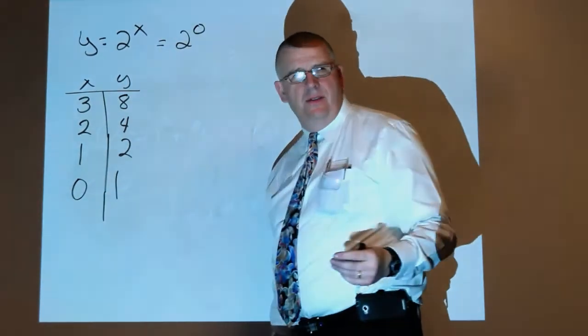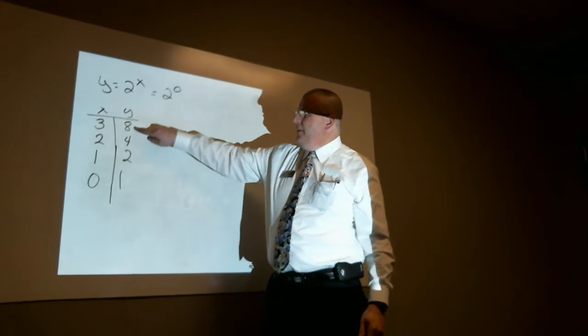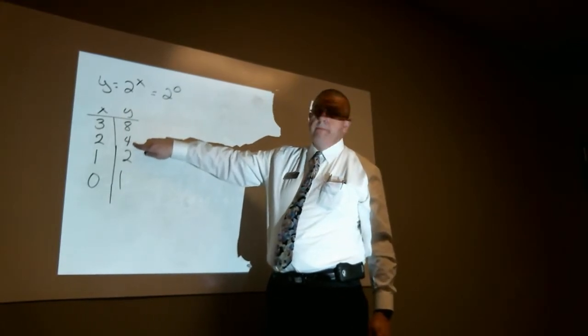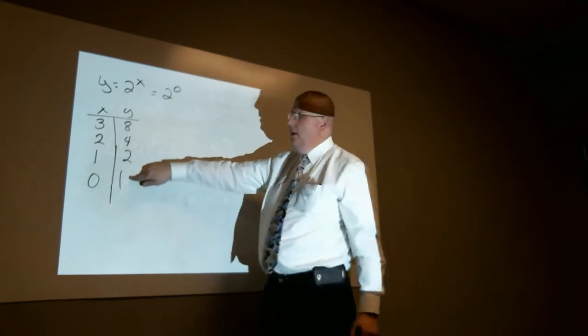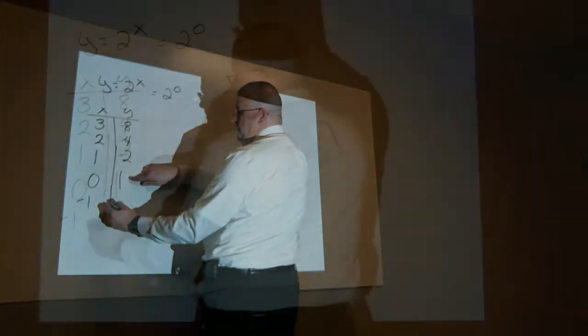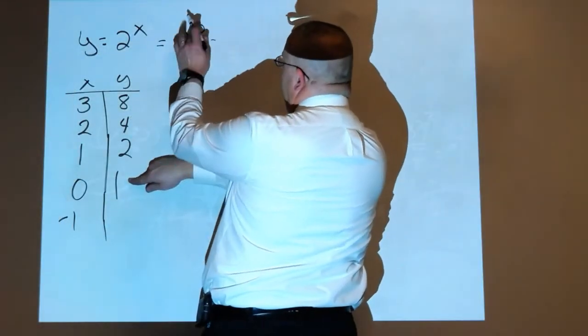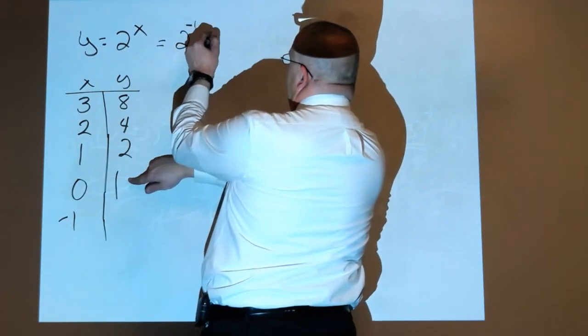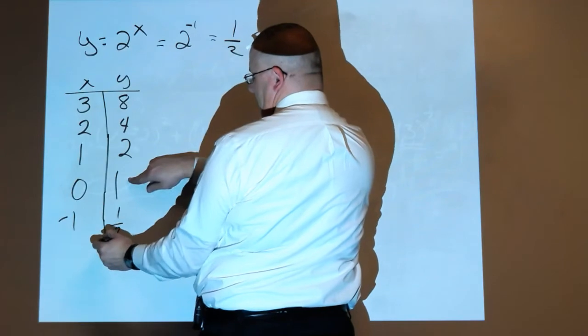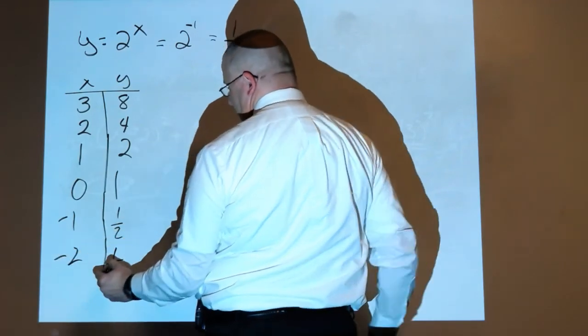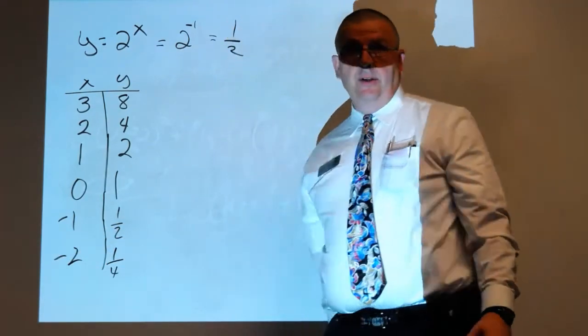Well, okay, so what? Mr. Schulze, that's crazy. You know, 8 divided by 2 is 4. 4 divided by 2 is 2. 2 divided by 2 is 1. It works. Well, if I put a -1 in there for x, that gives me 1 over 2, or a half. -2 would be 1 over 2 squared, or a fourth, and on it goes.